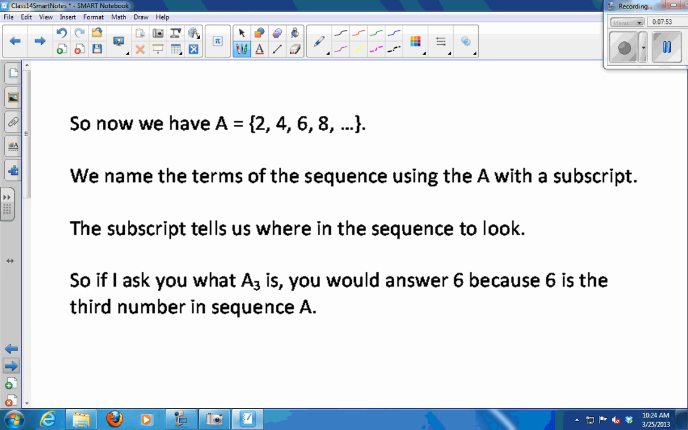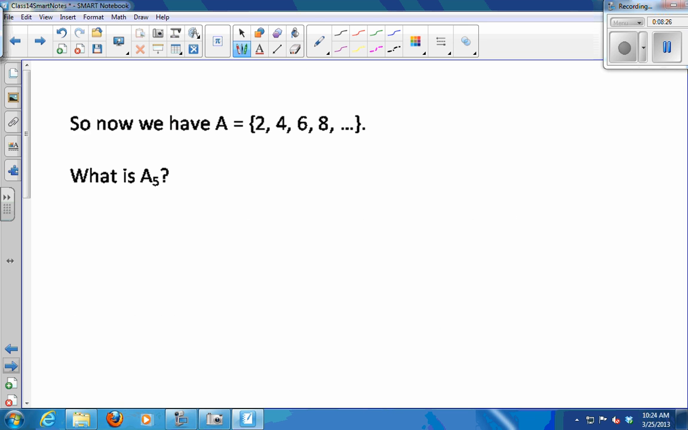We name the terms of the sequence with a subscript. The subscript tells us where in the sequence to look. So if I ask you what A3 is, that means what is the third number in the list? That would be 6. So A3 equals 6. When I put a little subscript, that's telling you the place in the list. So what is A5? 10. Good. The 5th number in the list.